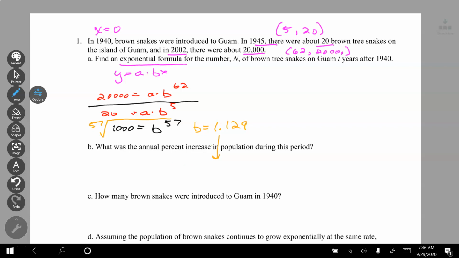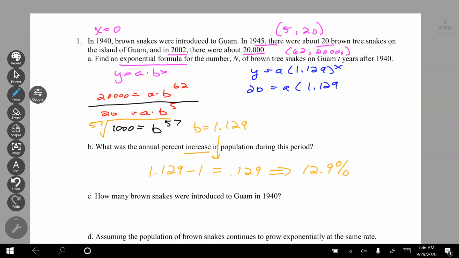While I'm here, I'm going to answer this question. Well, this is definitely growing. So 1.129 minus the initial 1 is 0.129, which means I have 12.9% annual increase. But to write my equation, I'm going to do y equals a times 1.129 raised to the x. I could use any x, y that I have. I'm just going to use a smaller one. 20 equals a times 1.129 to the fifth. And now I can just divide by 1.129 to the fifth.